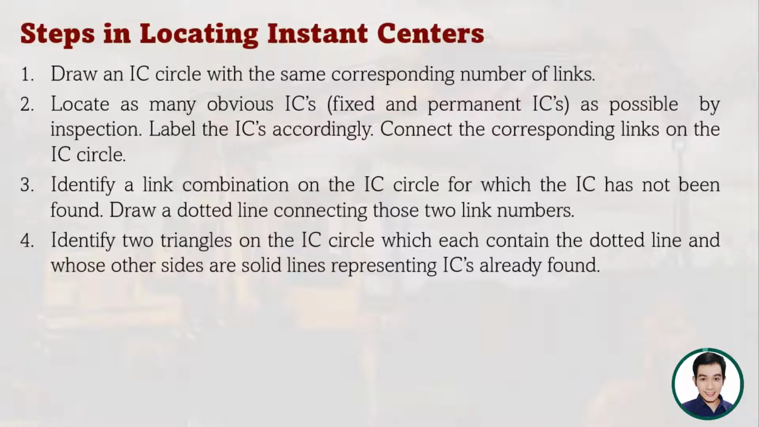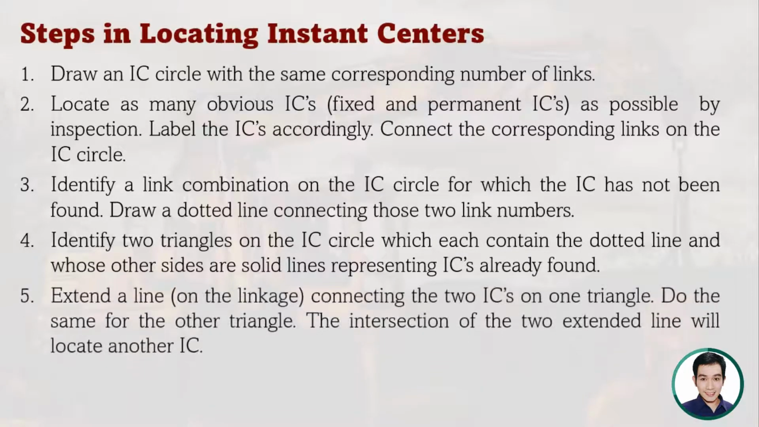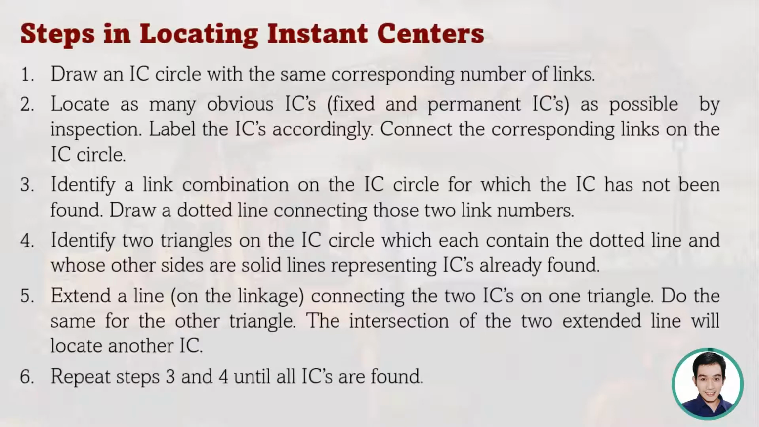The vertices of these triangles are also found in the actual linkage. So it's important to identify two triangles on the IC circle which contain the dotted line and whose other sides are solid lines representing the ICs. Then you extend the line connecting the two ICs on one triangle. Then you do the same for the other triangle. The intersection of the two extended lines will locate another IC. You repeat steps 3 to 4 until you can locate all of the instantaneous centers.